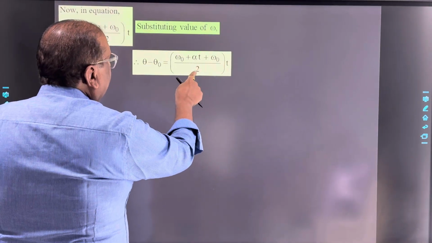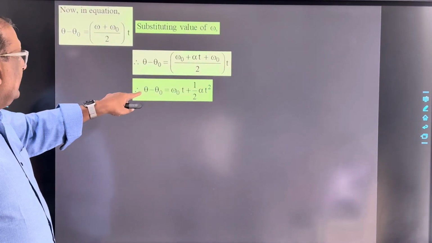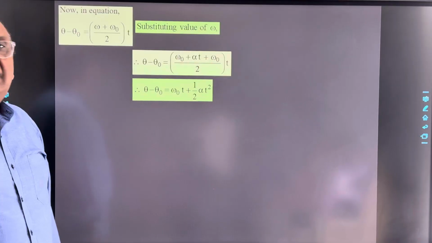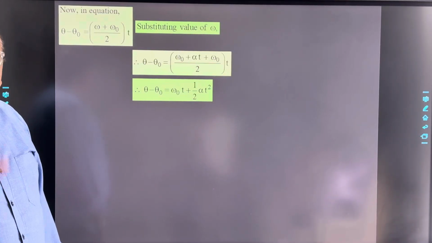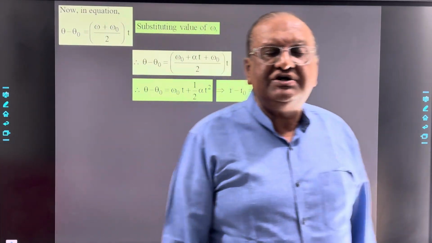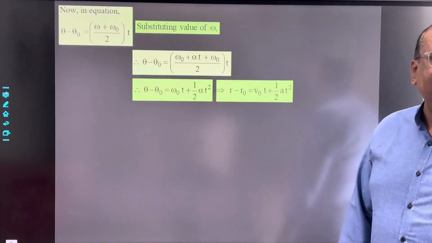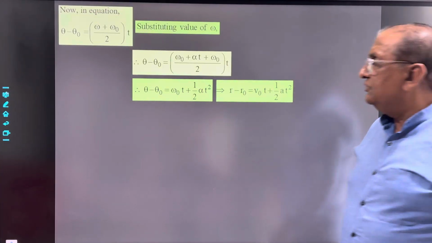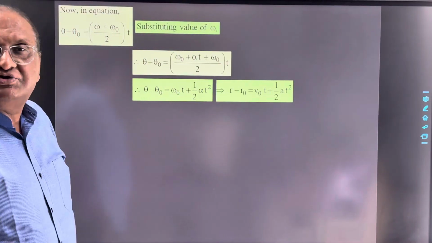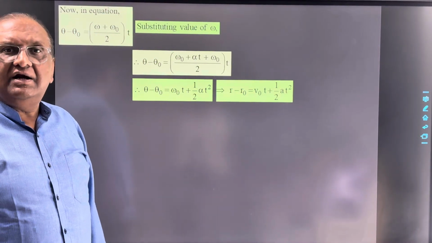And alpha t by 2 into t, so half alpha t square. Therefore theta minus theta 0 equals omega 0 t plus half alpha t square. And this equation is exactly like the equation of translational motion, r minus r0 equal to v0 t plus half a t square. Right? So these are the kinematic equations for rotational motion with constant angular acceleration. Clear to all of you?